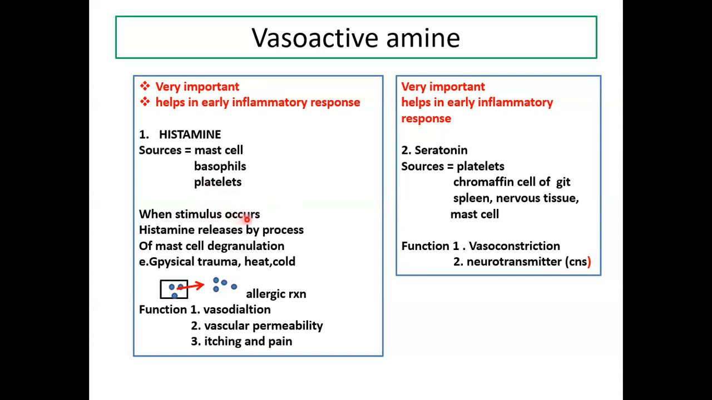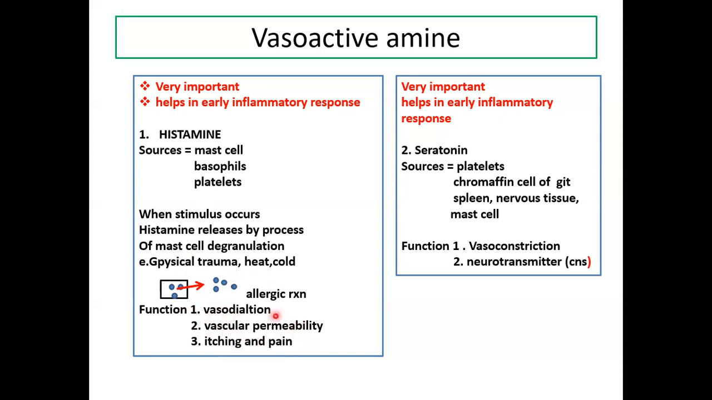Now, when a stimulus occurs, when injury occurs, histamine is released by the process of mast cell degranulation. Let's say trauma, for example physical trauma, heat or cold. Whenever there is an injury, mast cells release histamine, which can cause an allergic reaction. The function of histamine is to cause vasodilation, increased vascular permeability, itching, and pain.